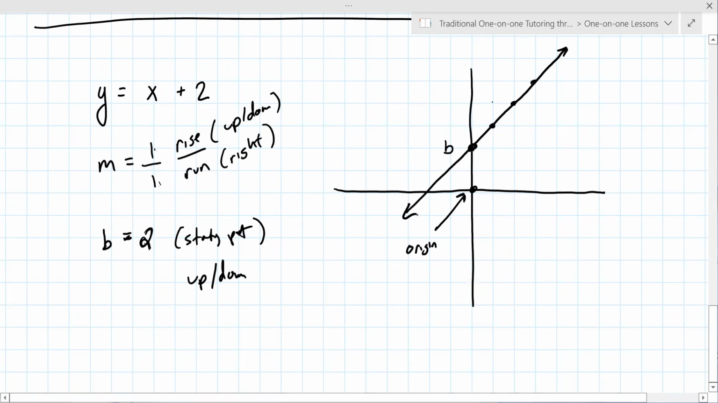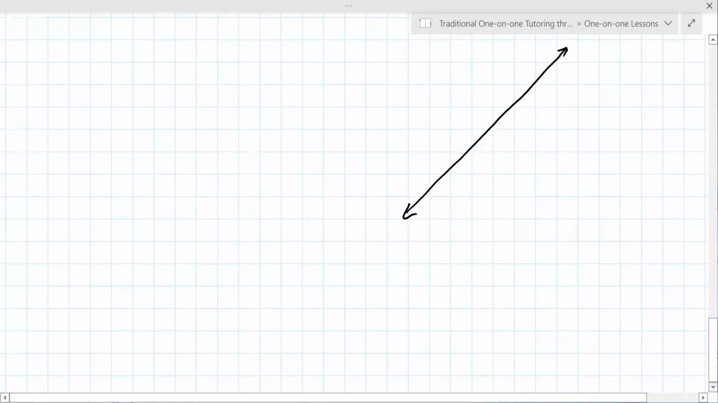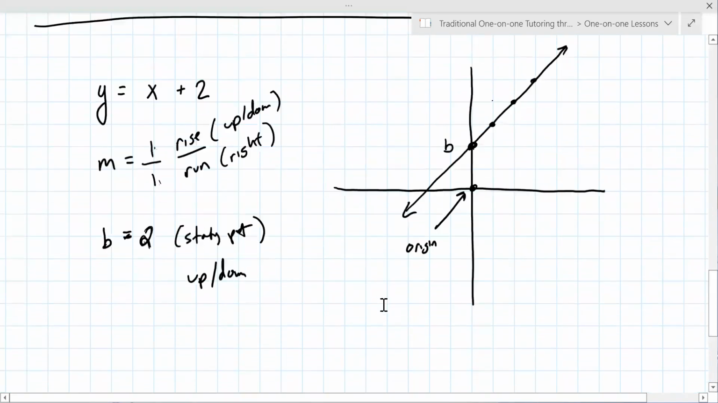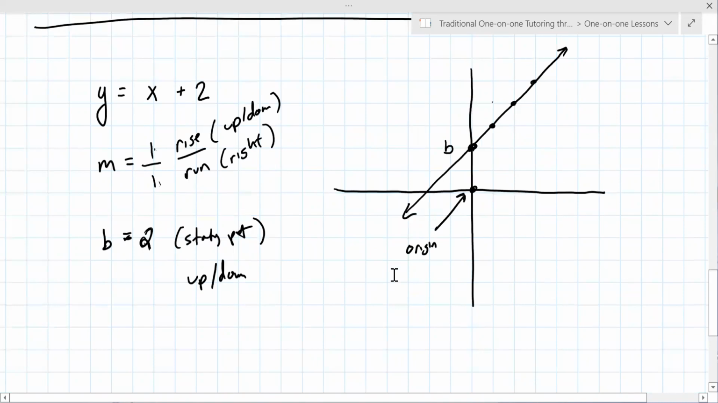Any questions on that? Go back up. So the point next to b is going to be 2, because it's the b value. That's how much you go up or down.